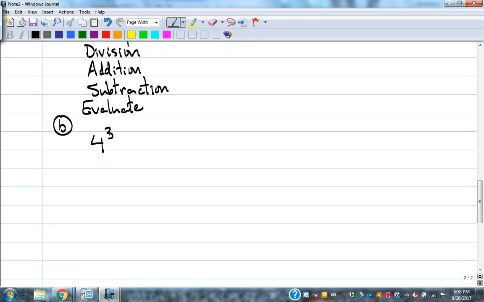4 to the third power. Something boring, just a little exponent problem. What does it mean to have 4 to the third power? 4 times 4 times 4. That's what it means. Just multiply them together. 4 times 4 times 4 is 64.